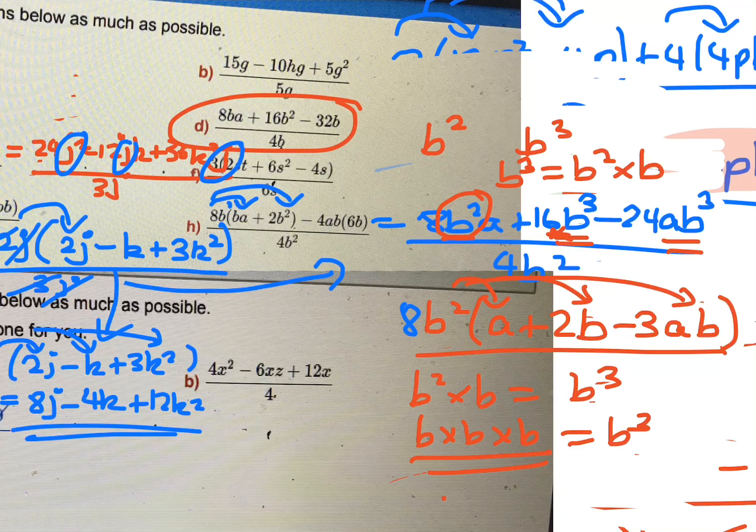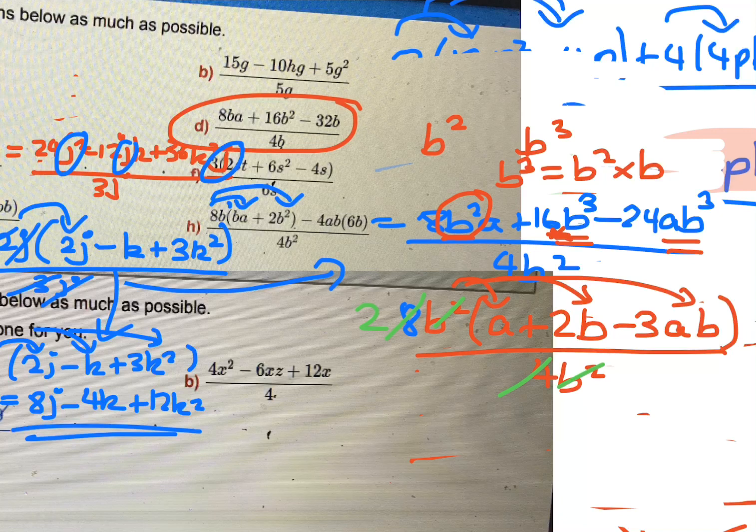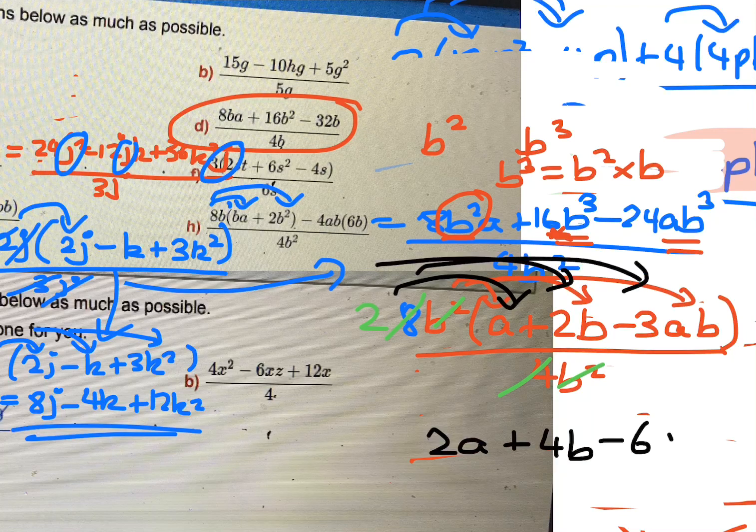All right, so that is all over what? The all over, what's on the bottom? 4b squared. So now we can cancel. 4 goes into 8 twice. b squared cancel with b squared. And now we're able to expand this. 2 times a is 2a. 2 times b is 4b. And 2 times 3 is minus 6a.